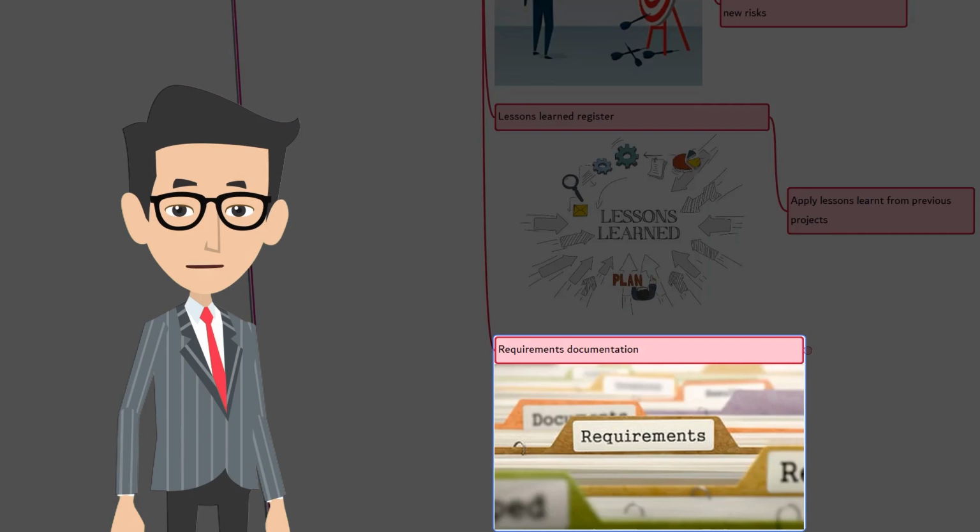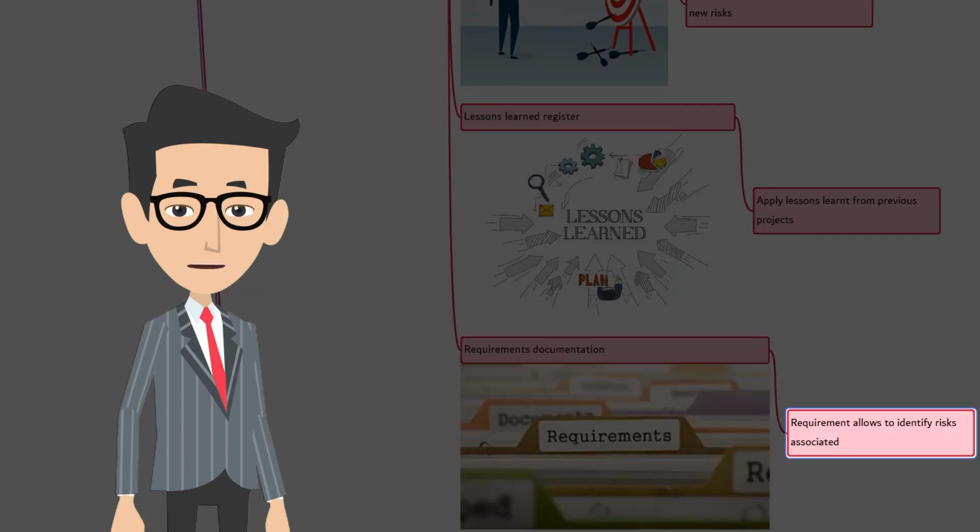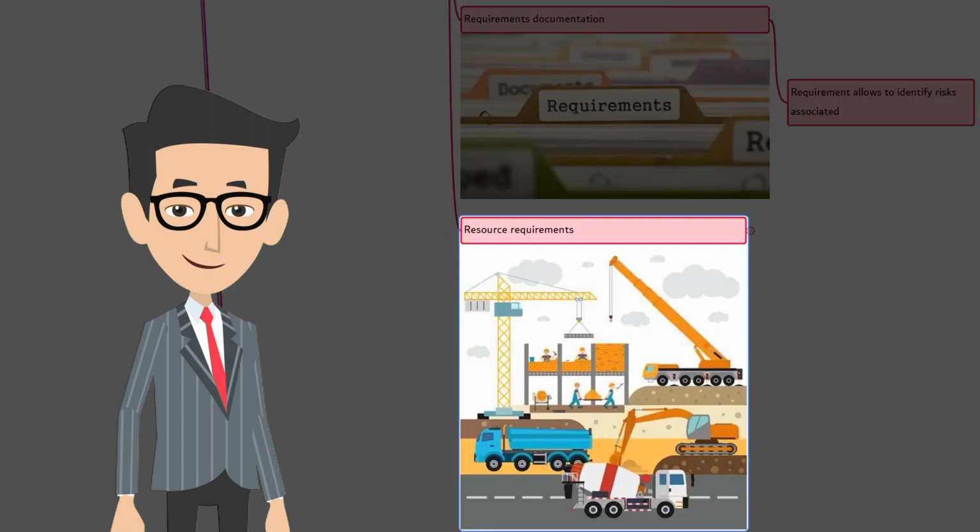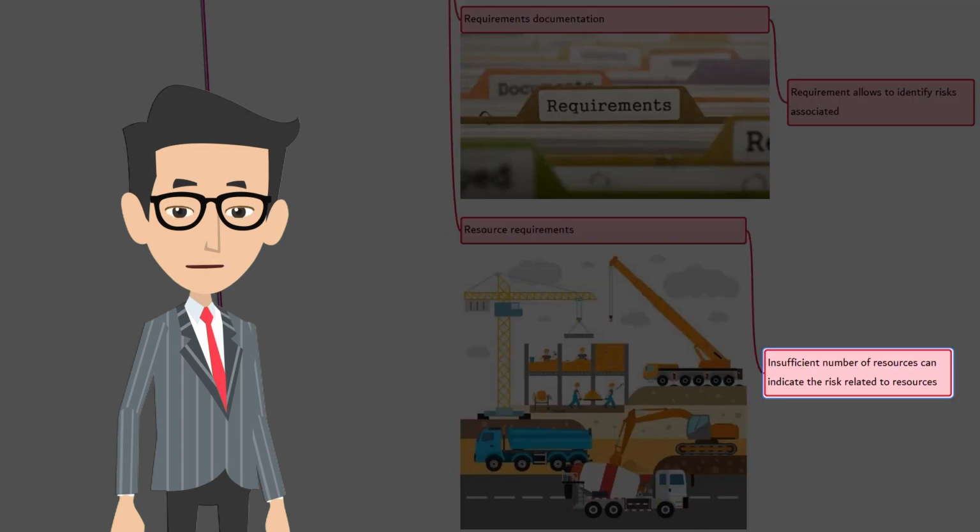Requirements documentation. Requirements documentation lists the project requirements and allows the team to identify those that could be at risk. Poorly defined requirements can be one of the sources of risk, obviously. Resource requirements. The resource requirements are ideally expressed as a range, indicating the degree of risk. After reviewing the resource requirements, the project manager can understand the risk due to insufficient quantity.